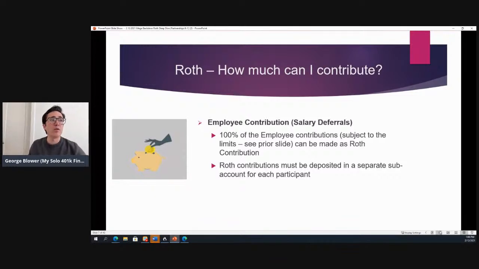Now the Roth contributions are under the same category. It's an employee contribution. It's also referred to as a salary deferral. So just like on the prior slide, you can do 100% dollar for dollar up to $19,500 or $26,000 if you're 50 or older. If you're making a Roth contribution, it needs to go into a separate sub account. So you would have, say, a bank or a brokerage account in the name of the plan for your benefit for pre-tax funds. And then you have a second bank or brokerage account in the name of the plan for your benefit and under the EIN of the plan for the Roth money.